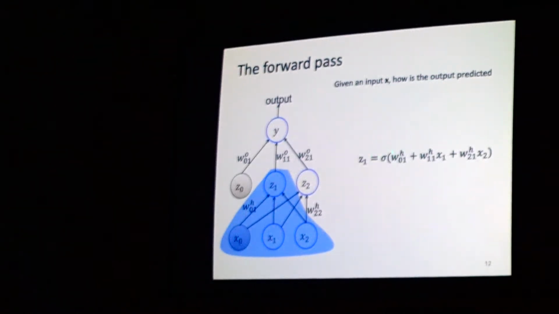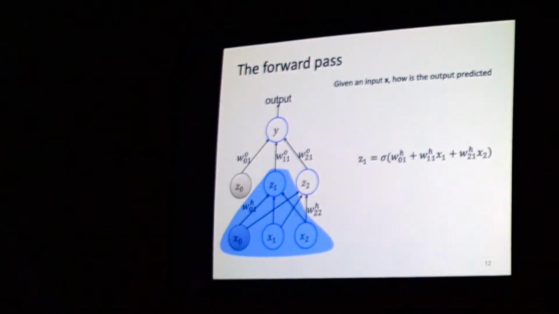So we use this sigma to indicate a general, any activation function you want. It can be sigmoid, it can be tanh, it can be ReLU, whatever. So we calculate the value of neuron Z1.